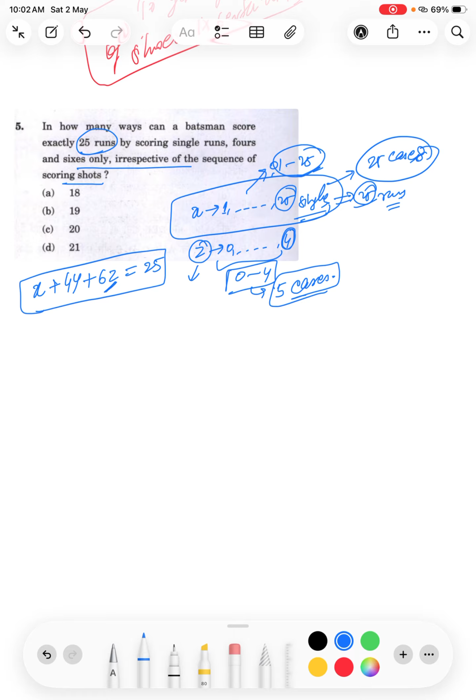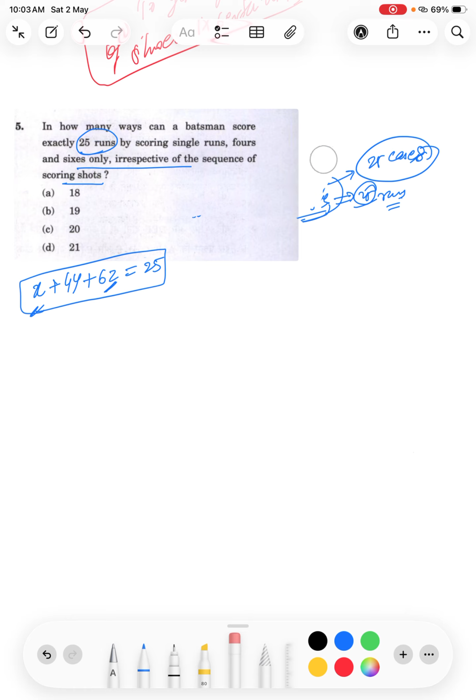So this is the variable which is limiting you, as in giving you fewer cases as compared to the other variable. Z is giving you fewer cases. So let's consider Z and start making different cases, and we'll be able to solve this question very easily.